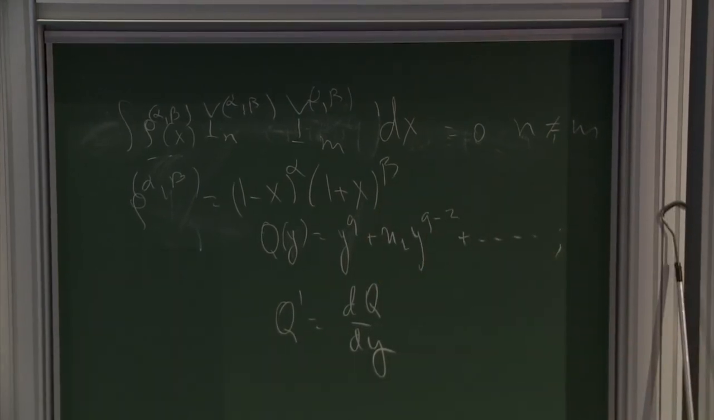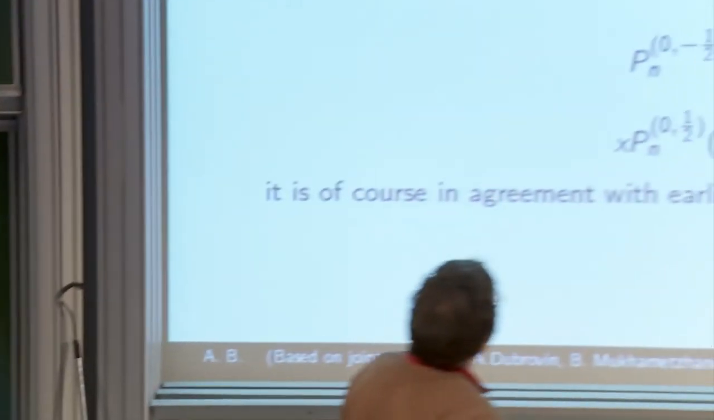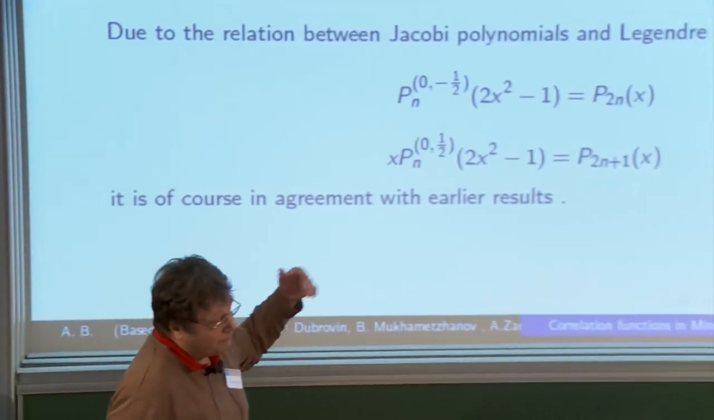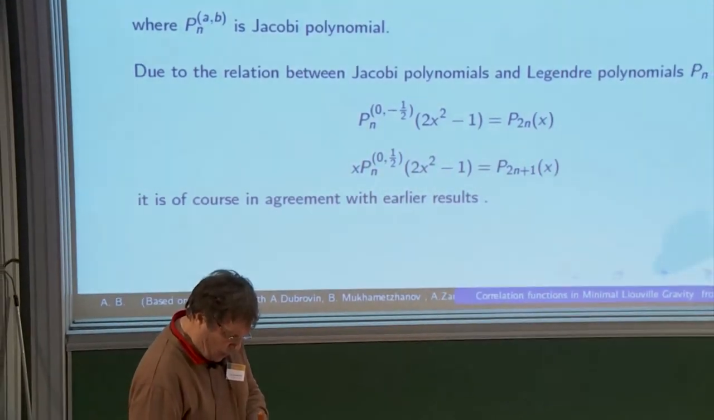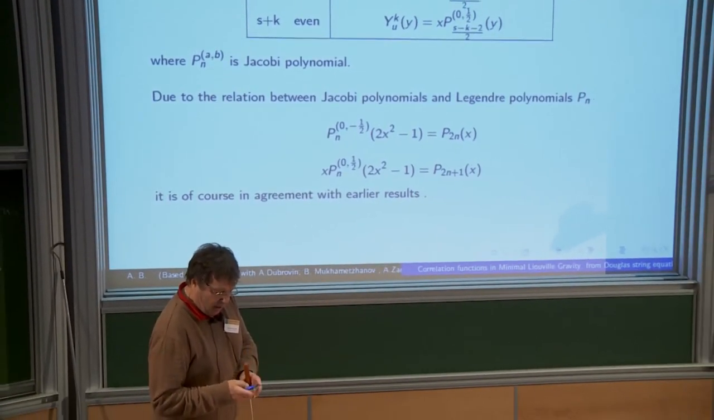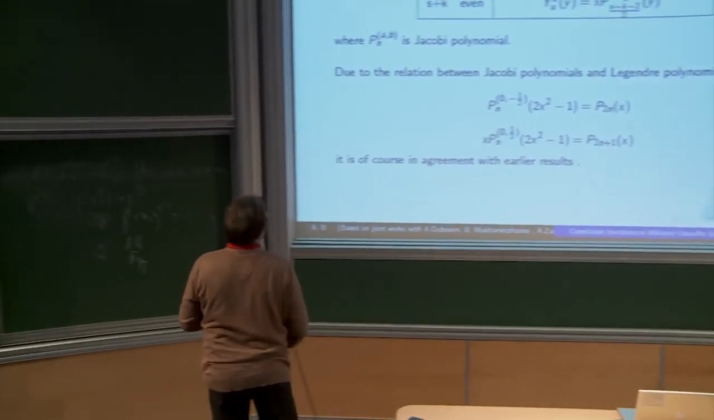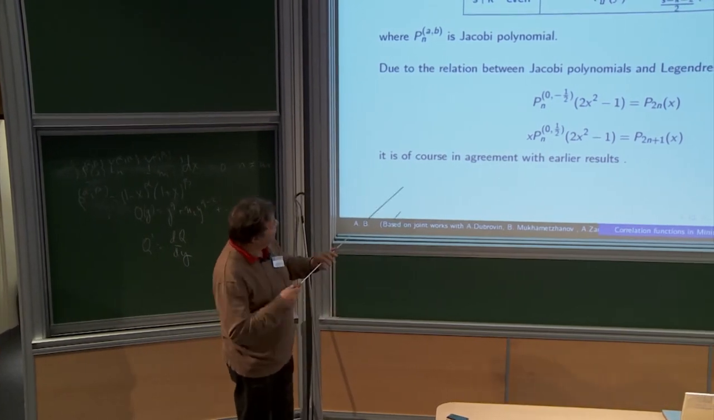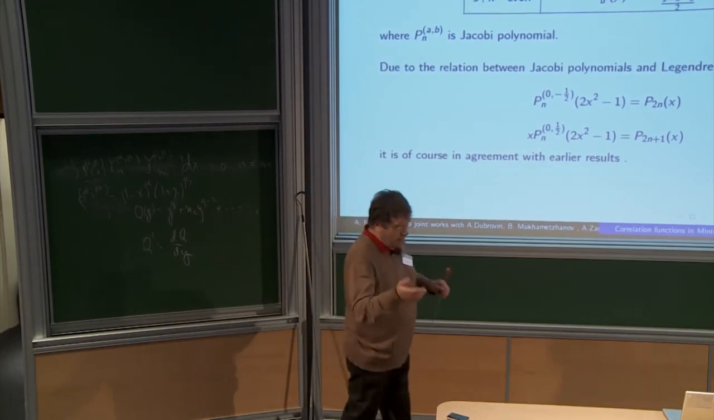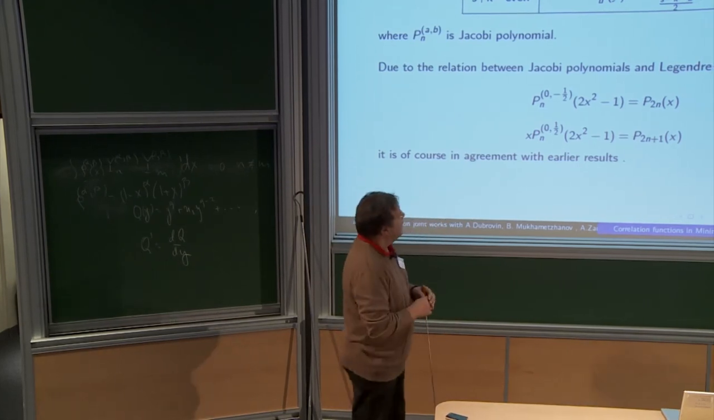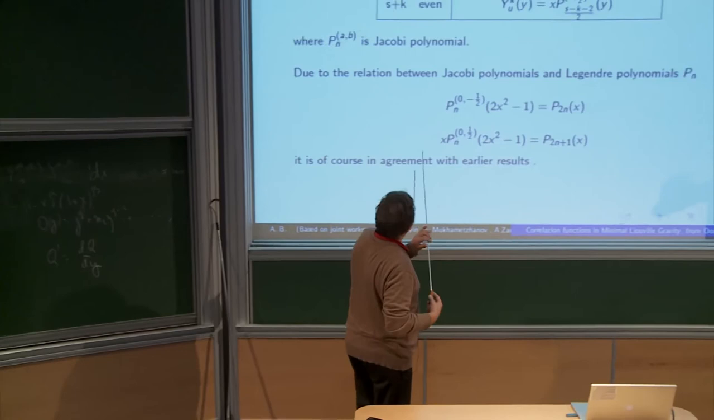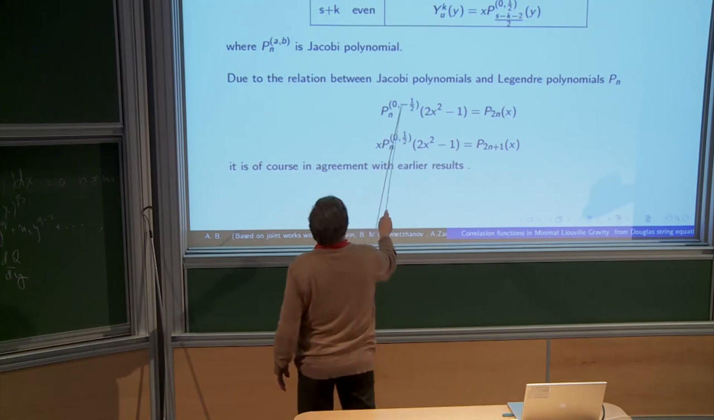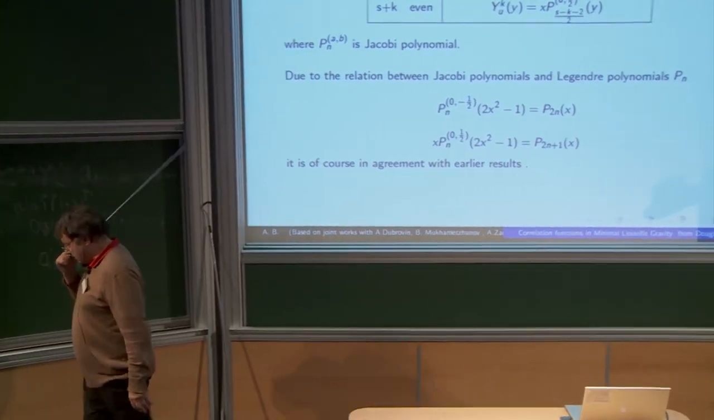Okay. So we arrived at this statement. It is done in general in a way which can be used in the general case also for other series, but for this series, the Lee-Yang series, we could use another way of doing it. It was done in our work with Sasha, and we arrived at Legendre polynomials, but Legendre polynomials are connected with Jacobi polynomials like this, in this case.